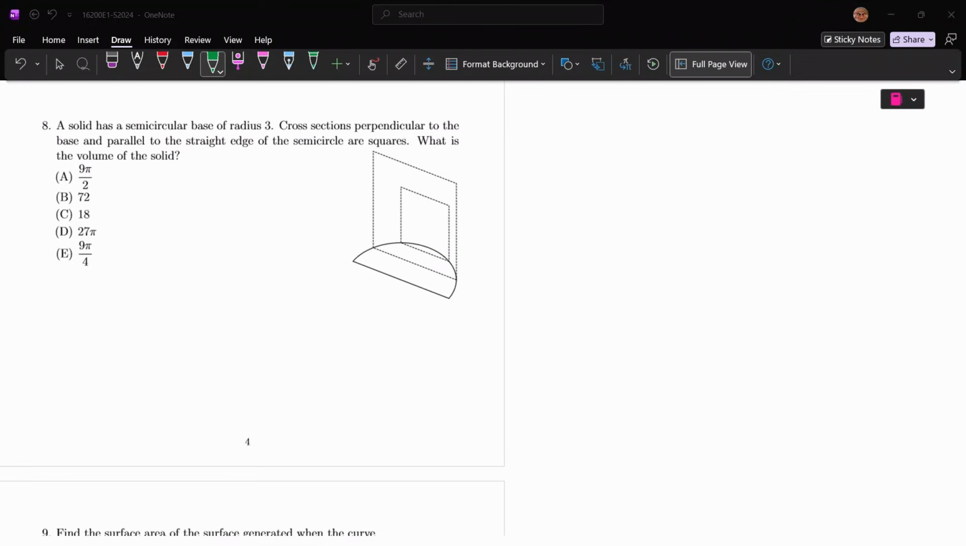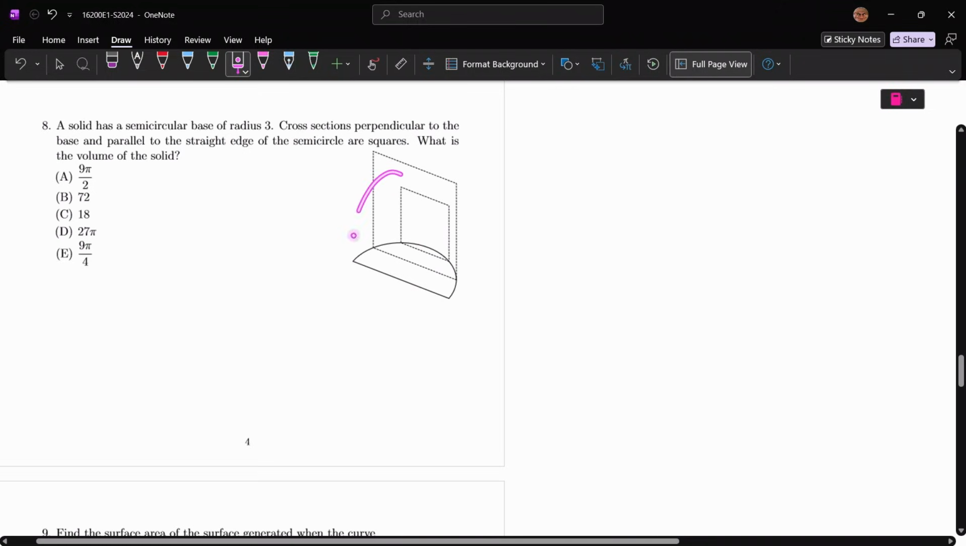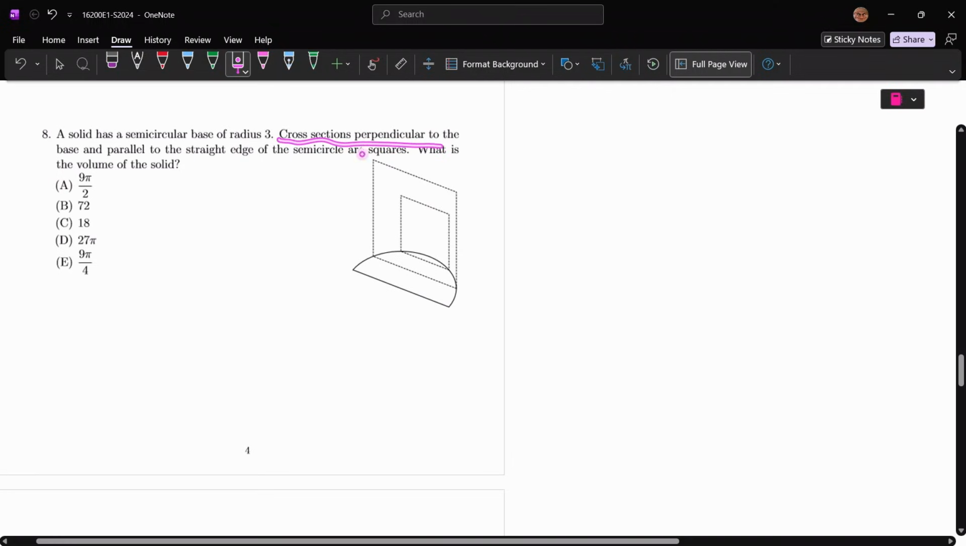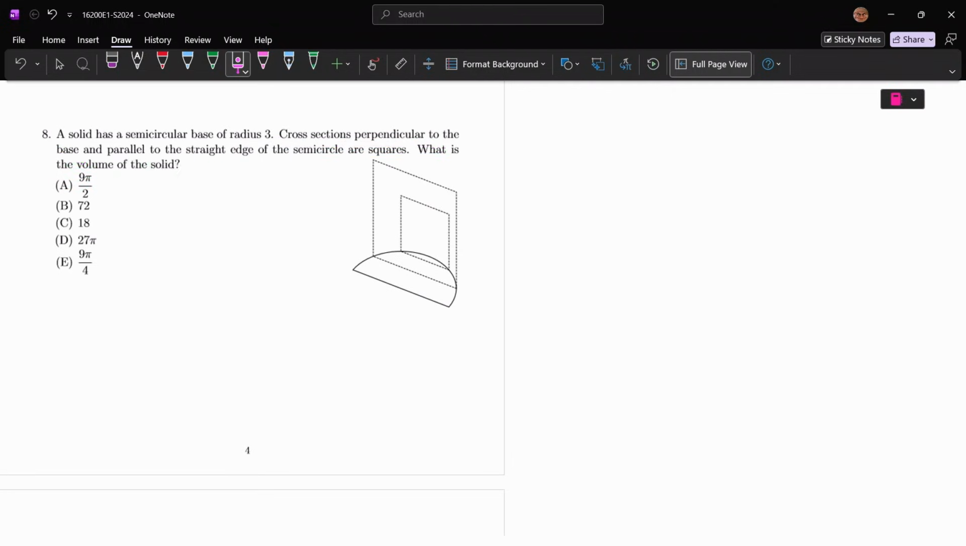So the first thing I'm going to do is write some stuff on this diagram to make things easier to see. It tells us here that the cross sections perpendicular to the base and parallel to the straight edge of the semicircle are squares. You can see how it's clearly parallel to the straight edge, because this is the straight edge in question, and this square here is parallel. You can also more clearly see that these squares are perpendicular because they're standing straight up. I can put a line here and here, and you'll end up with a right angle here. So that's how these cross-sectional areas end up being perpendicular.